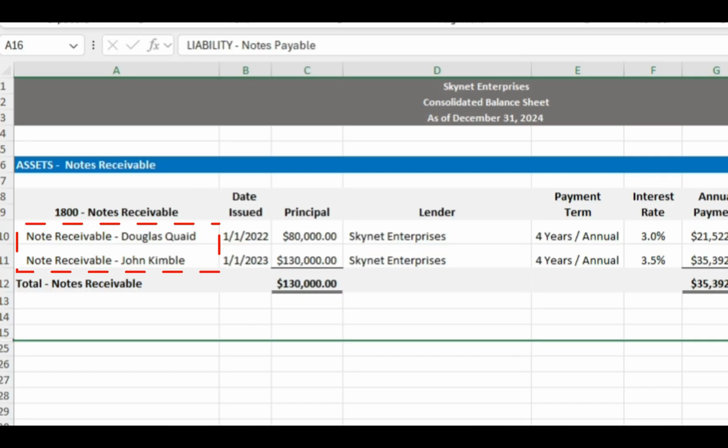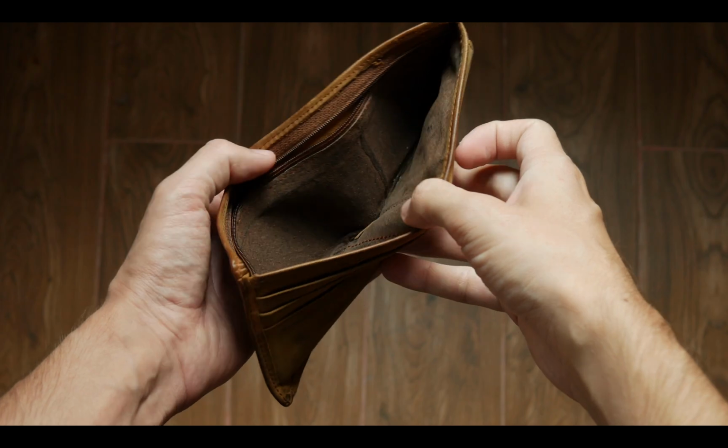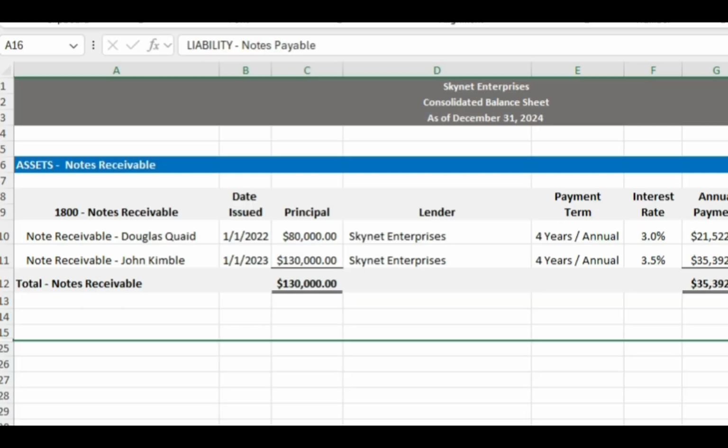They bought shares of stock from Skynet Enterprises, but they did not have the cash to buy those stock. So what Skynet Enterprises did is they issued a note receivable. Basically, they issued a promissory note to Douglas Quaid and John Kimball in exchange for the shares that they received. Now, Douglas Quaid and John Kimball will be paying back these notes receivable over the terms that we're going to go through very shortly.